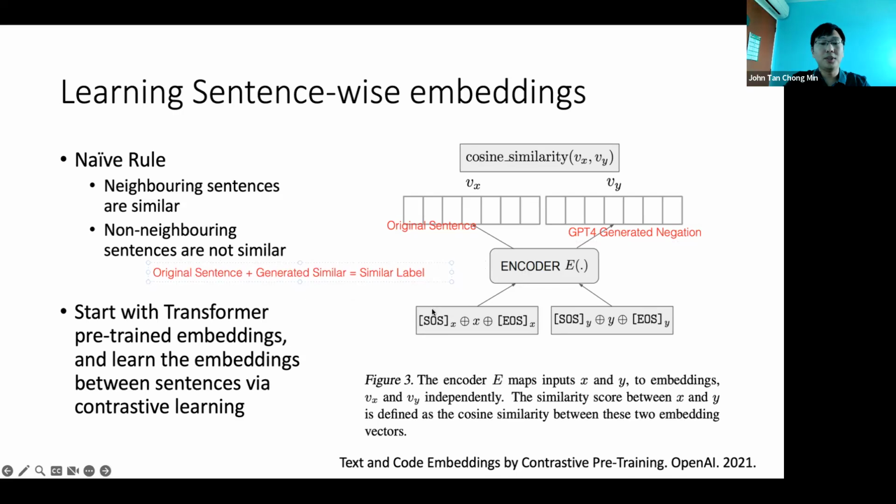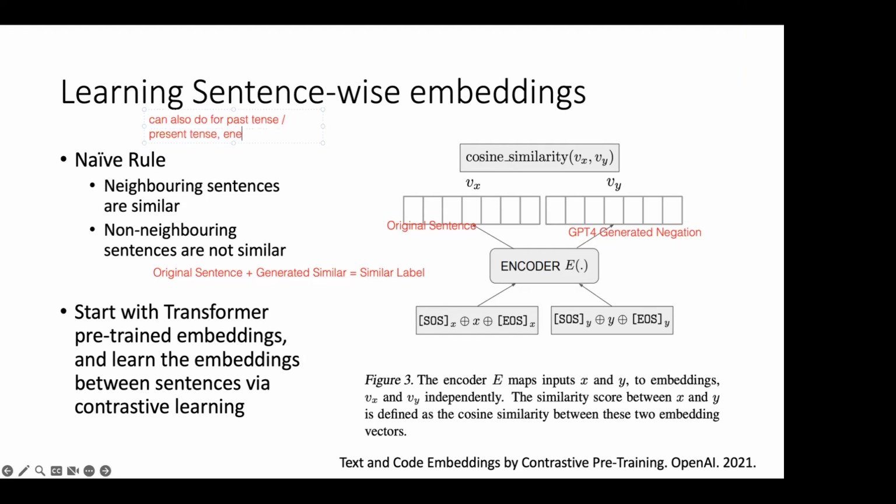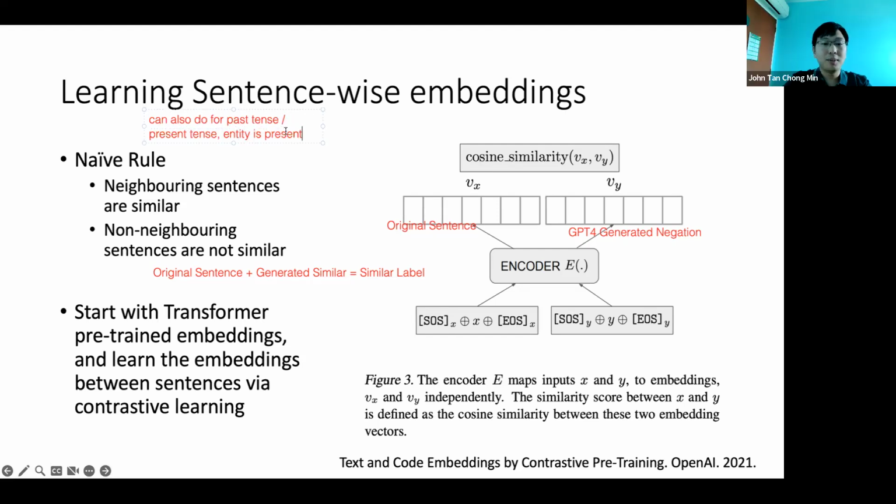You can just use what GPT-4 or one version of an LLM has learned from the web, ask it to generate another sentence and say similar or not similar. And you can generate your own data set. So that's a great thing. I think that's what they did actually. Maybe they didn't just do it for negation. You can also do it for past tense, present tense, whether an entity is present. So it depends on how you want to define similar or not similar.